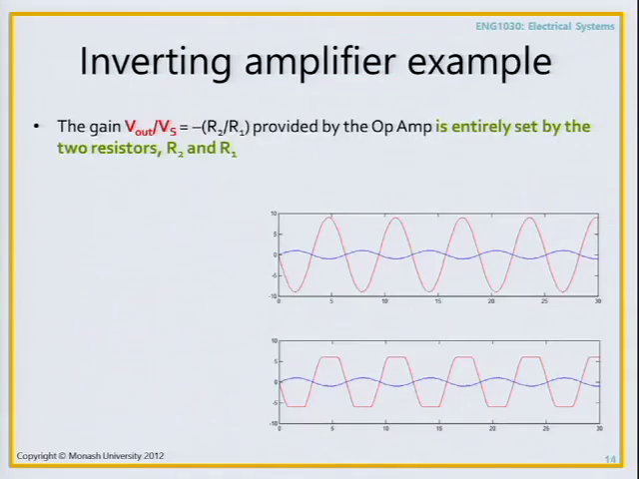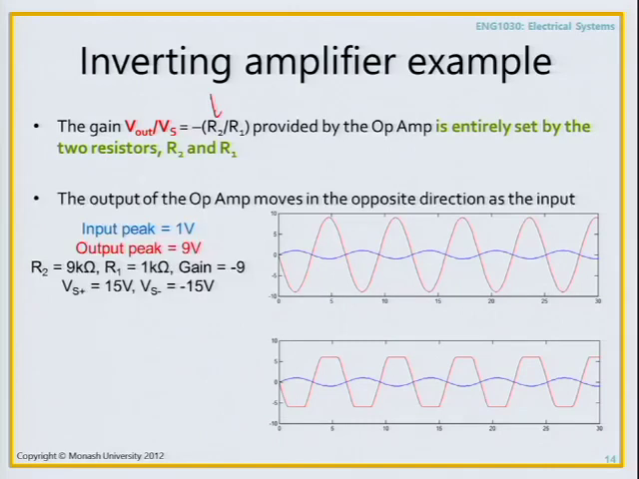Okay, so what does the output look like? Well, here's R2 and R1. Again, in the same way, the output is directly set by those two resistors, R2 and R1. So when you design a circuit for a particular gain, you pick values of R2 and R1 which satisfy this.